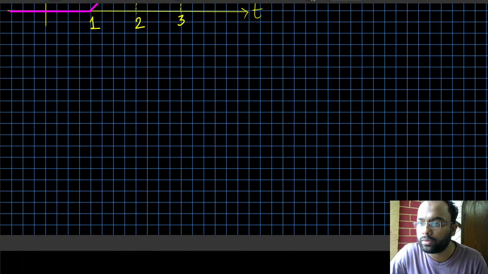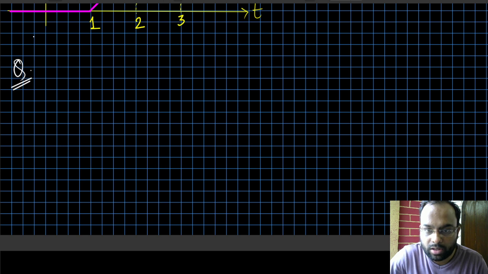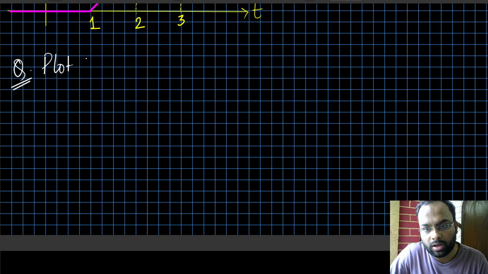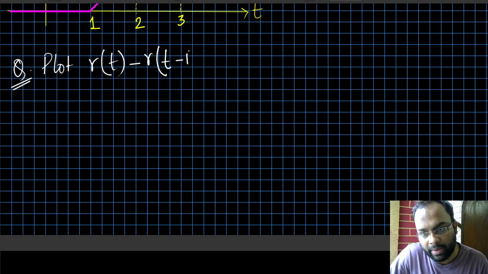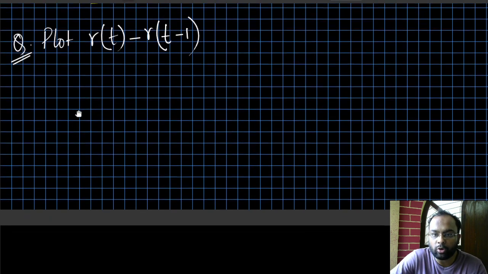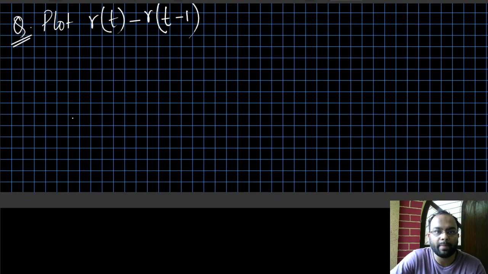So my question now is this: do a plotting of r(t) minus r(t minus 1). So now we are trying to plot r(t) minus r(t minus 1). So try doing that and let me know.